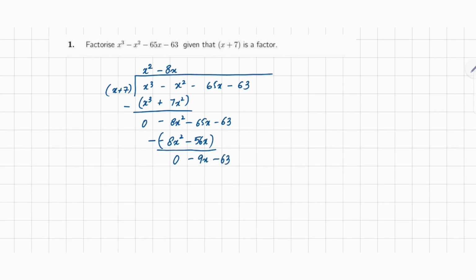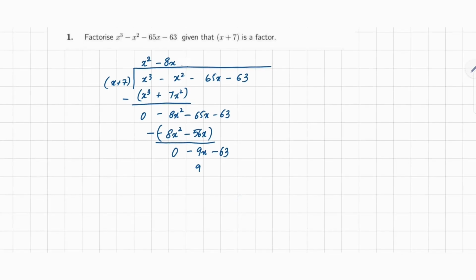We bring that down. We need minus 9x, so it's multiplied by minus 9. So that's minus 9 times x is minus 9x. And we have minus 9 times 7. That's minus 63. Now we just subtract. Minus 9x minus of minus, so that's plus. Minus 9x plus 9x is 0. And minus 63 minus of minus 63, so that's minus 63 plus 63. That's 0.